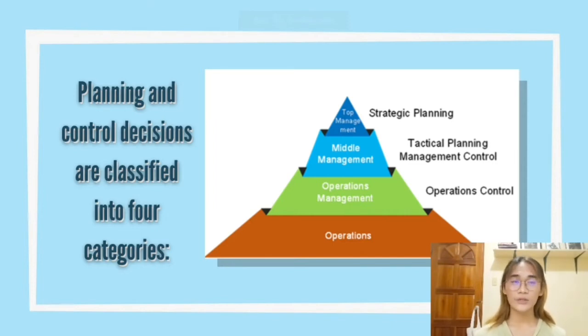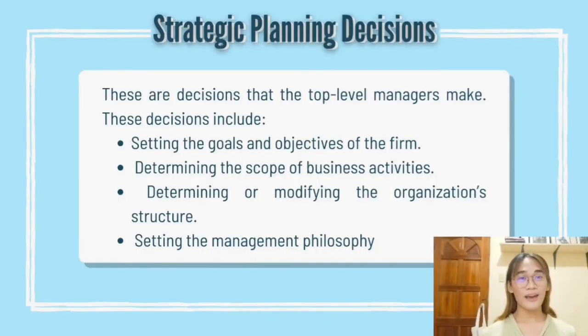So in order for us to really grasp the idea or the concept of this triangle, isa-isahin natin sila. First, we have the top-level management. So, ang top-level management, sila yung nag-create ng strategic planning decisions. So, ano-ano nga ba ang nakapaloob sa strategic planning decisions? So, una, ang top-level management, sila yung nagsiset ng goals and objective of the firm. They are also focused on determining yung scope of the business, then modifying organization structure, and setting the management philosophy.